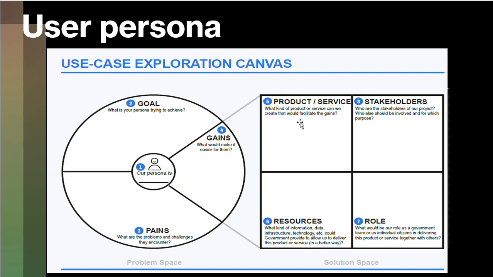Stakeholders, who are the stakeholders of our project? Maybe the telco companies, maybe Celcom, Maxis, just to name a few. We have a lot of telco companies. Who else should be involved and for which purpose? Maybe the university lecturers also can be stakeholders, the parents, right? So these four quadrants are included in the solution space. Later we will do some exercises related to the use case exploration canvas.